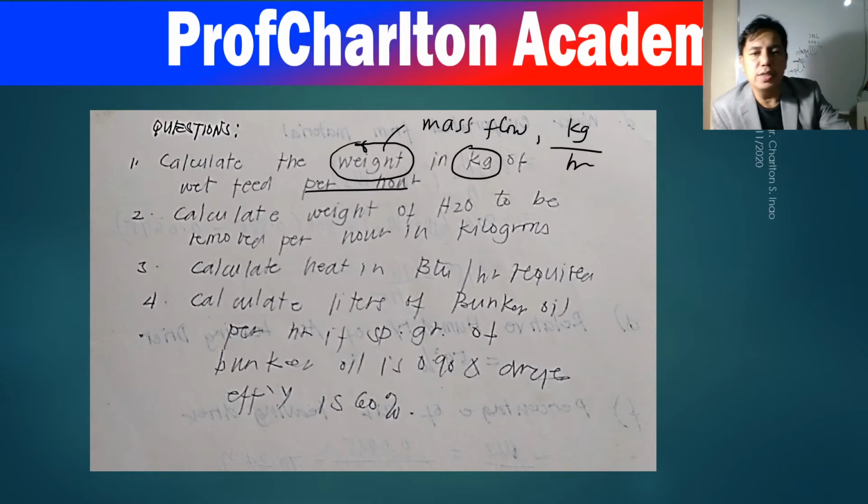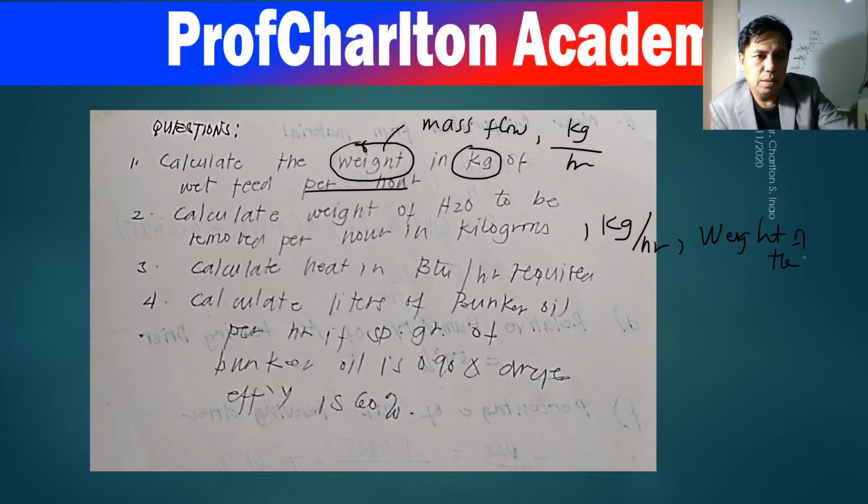The number two question is calculate the weight of water to be removed per hour in kilograms. Meaning in kilogram for every hour, what is the weight of the water? So the weight of the water, or it's also the mass. Yes, that's the mass flow, because kilogram per hour is mass flow rate. Mass flow rate of evaporated water.